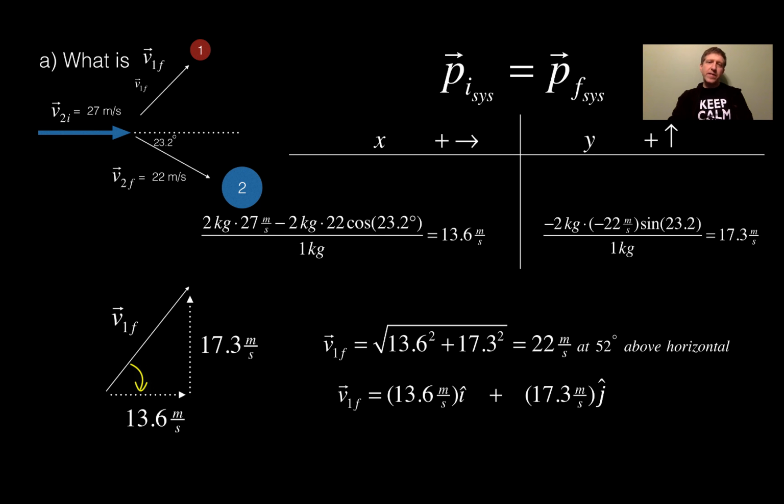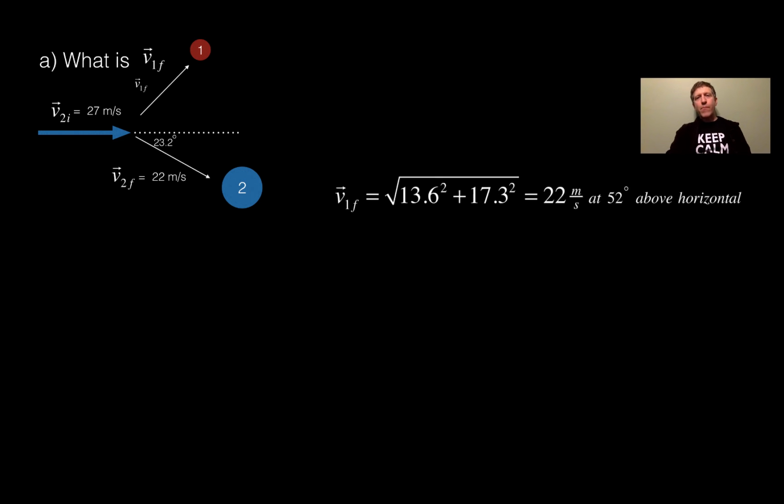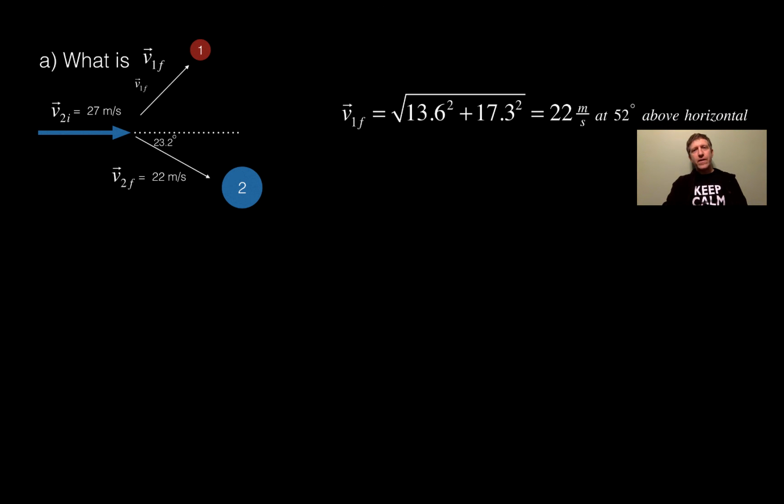You could just express this in engineering notation and say, yes, the final velocity can be expressed as 13.6 meters per second i hat plus 17.3 meters per second j hat. That in itself describes V1 final. But now we've solved that problem. We got the final velocity here.